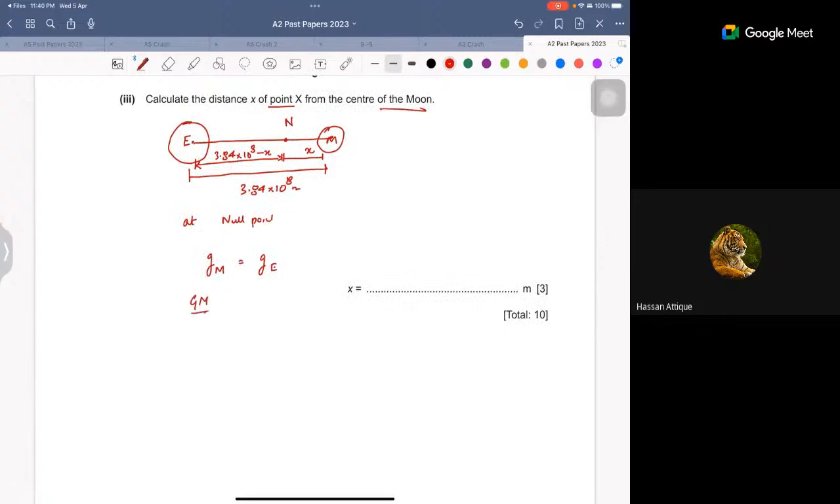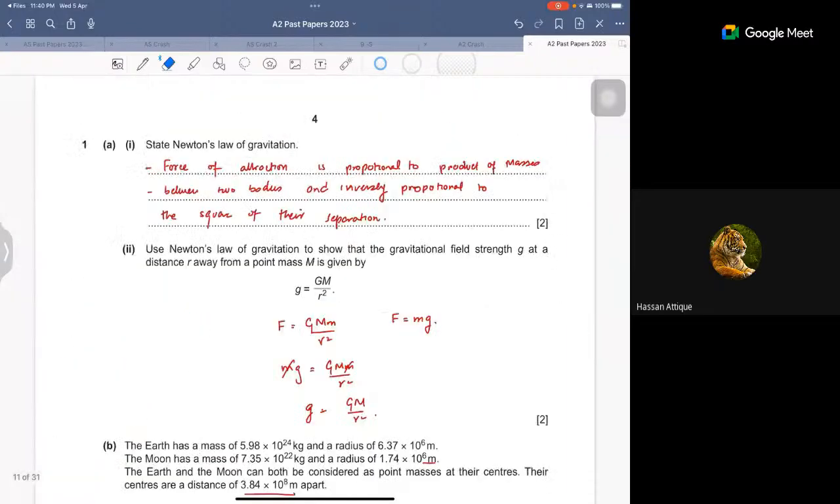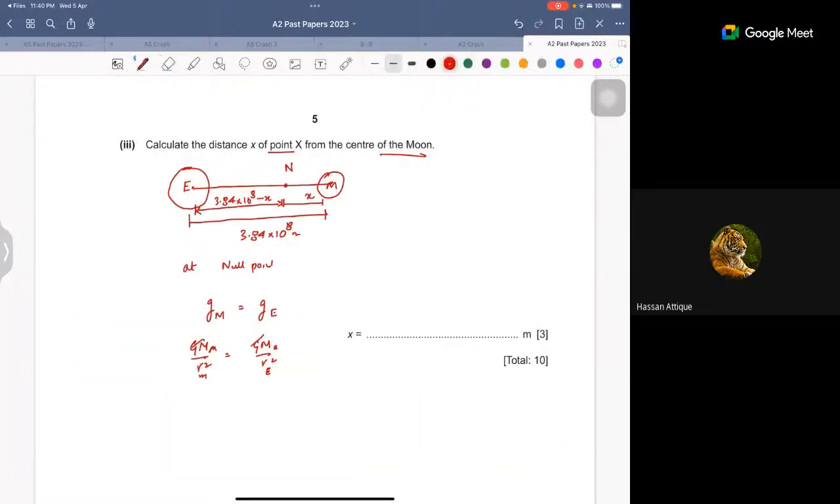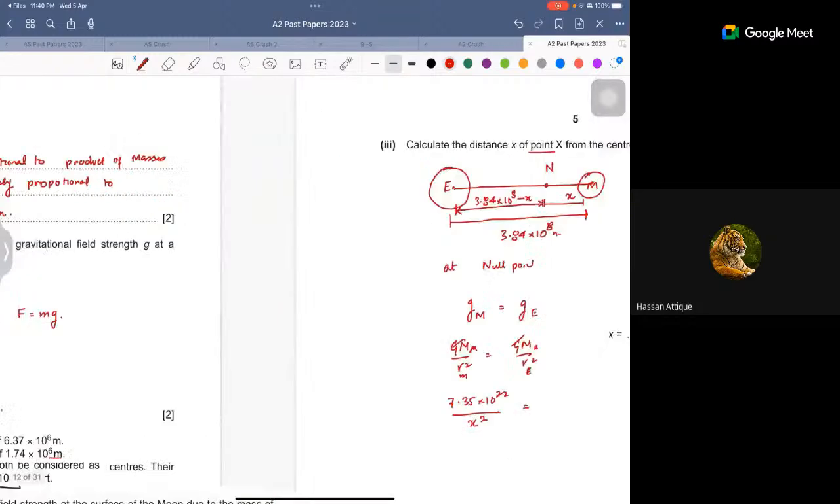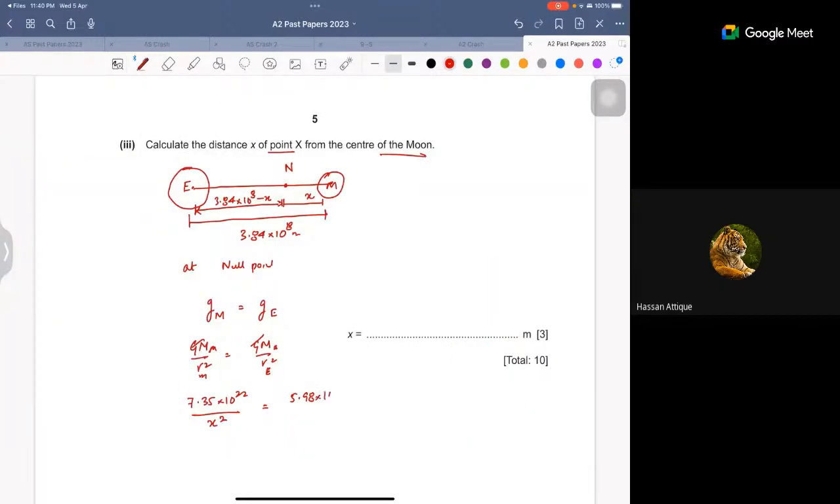So GM over r squared equals GM over r squared. This is for moon, this is for earth. G and G cancel out, it really doesn't matter. Moon has a mass of, I think, 7.35 times 10 raised to 22, divided by the distance from moon to the null point, x squared. And then earth was 5.98 times 10 raised to 24, divided by the distance, 3.84 times 10 raised to 8 minus x, whole squared.